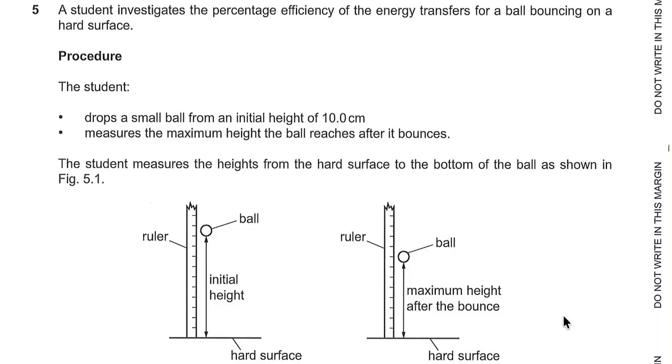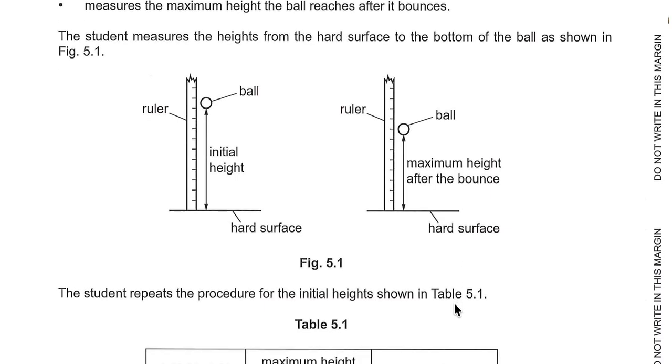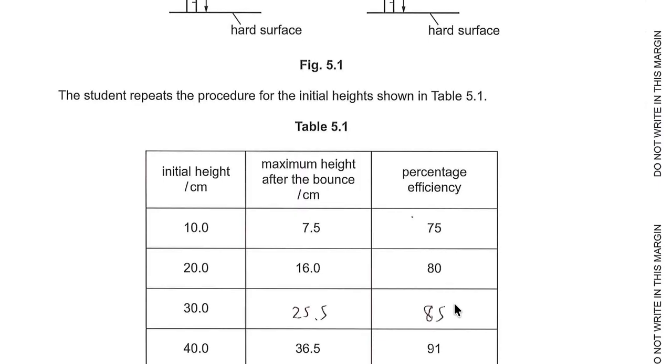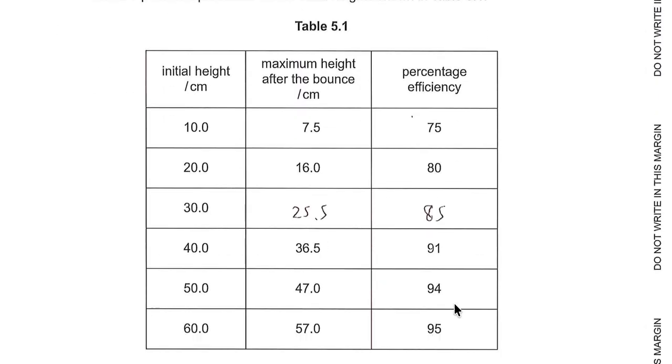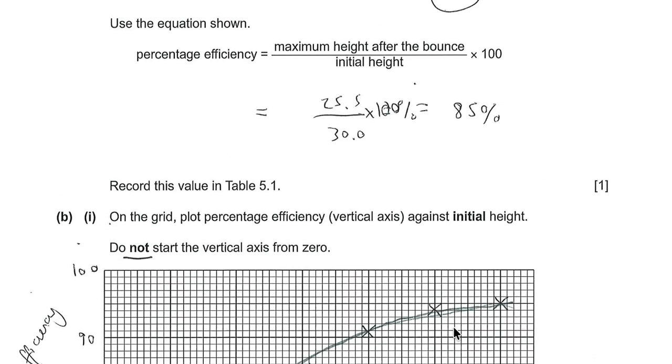Okay, so we've got a ball being dropped from an initial height of 10 centimeters, and basically what you're doing is measuring the height before and after. Okay, so nice and simple. They repeat the procedure for the initial heights, and we've got 10.0, 20, etc. And what we're going to do is make some measurements for that. Now I think I've actually managed to scan this the wrong way. There we go. All right.